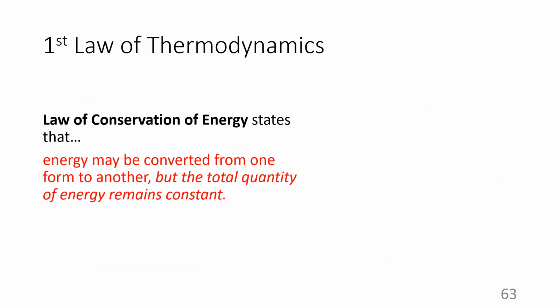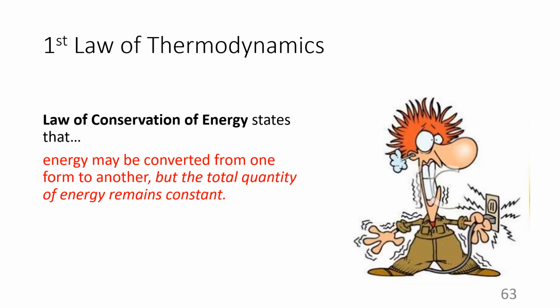And this brings us to the first law of thermodynamics, also known as the law of the conservation of energy. This law states that energy may be converted from one form to another, but the total quantity of energy remains constant. And this does conclude our first chapter, the review chapter.